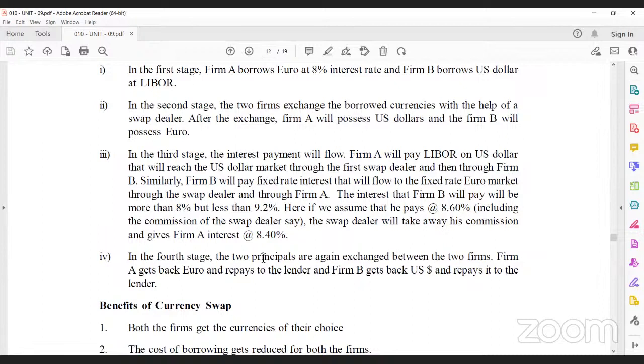If we assume the swap dealer will take away his commission and gives firm A interest at 8.40%. Next and the last stage is that the two principals are again exchanged between the two firms. A gets back euro and repays the lender. B gets back US dollars and repays the lender.